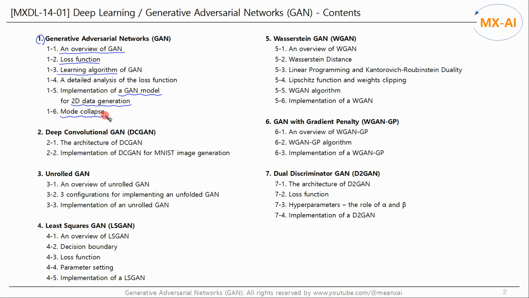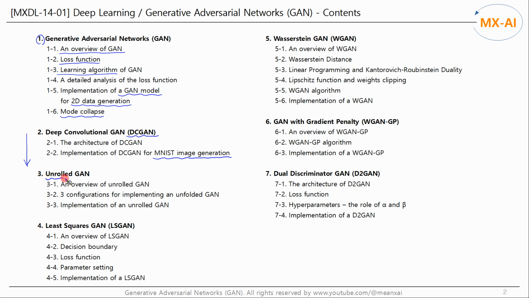To address these issues, various GAN variants have been developed. From Chapter 2 onwards, we will look at some of the variants of GAN and implement them one by one. In Chapter 2, we will look at the DC GAN, which is composed of convolutional neural networks. We will implement a DC GAN model to generate MNIST images.